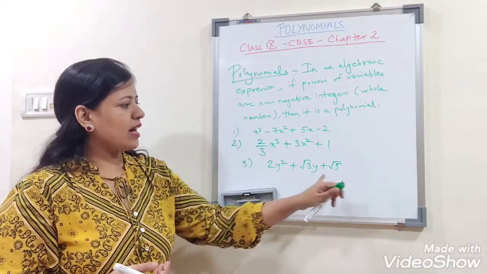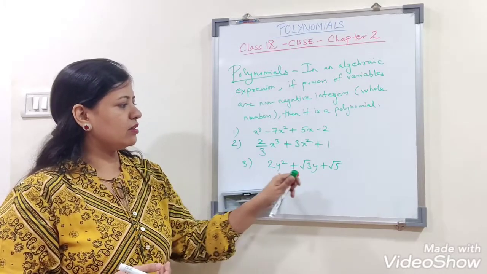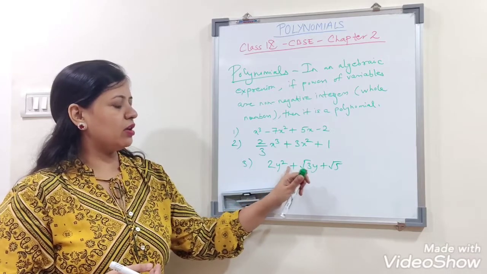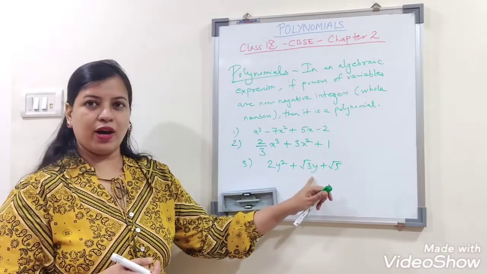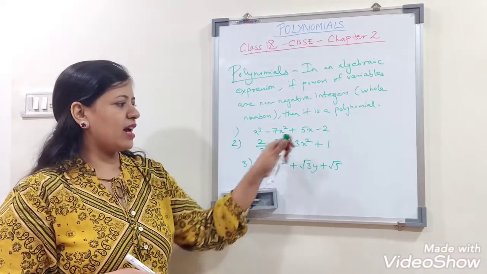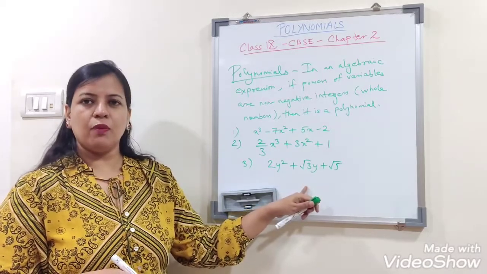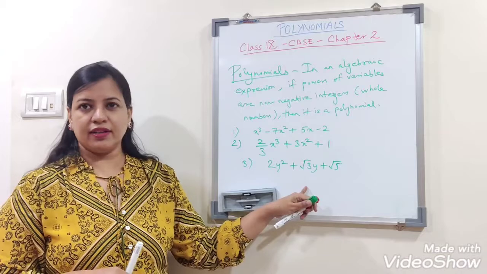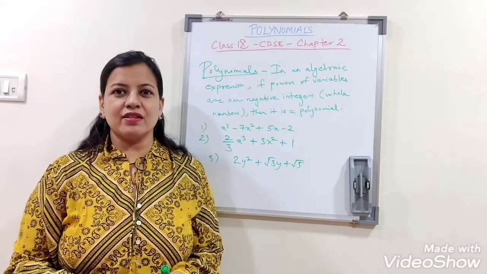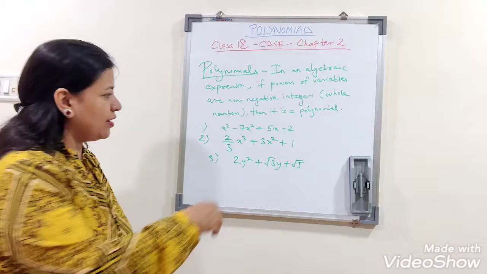Now this again comes under polynomial. See here, the y is raised to the power 2. So 2 is a non-negative integer. Y is raised to power 1 in this term, which is also a non-negative integer. So the entire expression becomes what? A polynomial. Got it, kids? Now guys, you know what are polynomials. Here is a question for you to try.